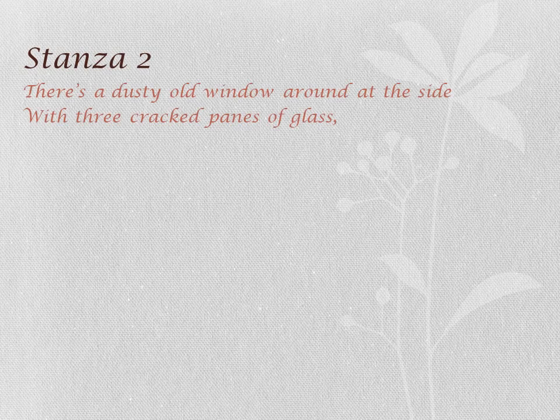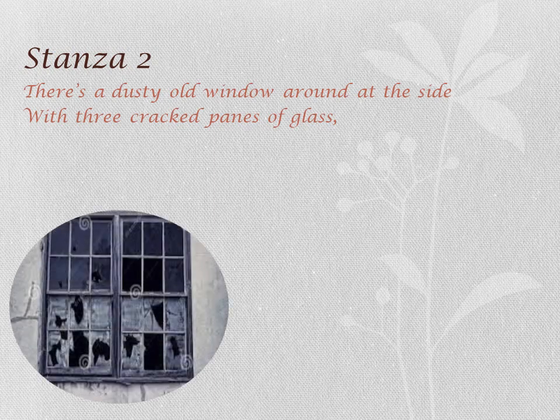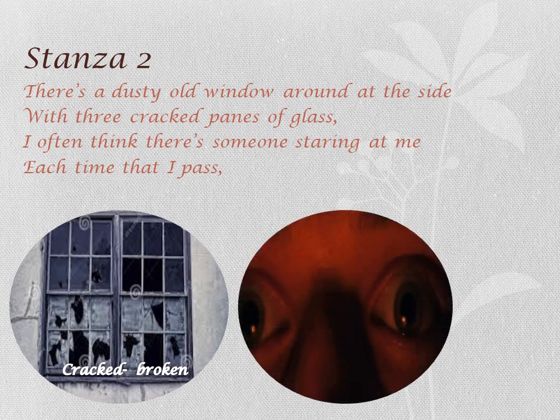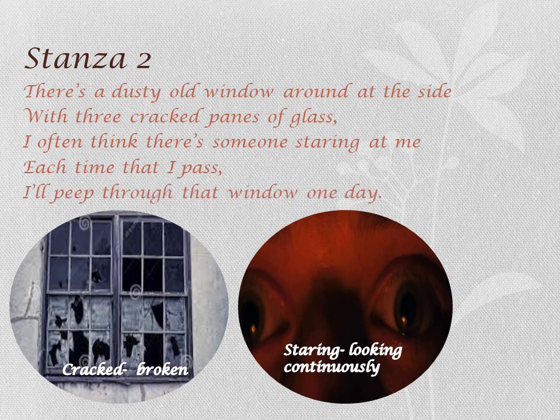Let's continue with stanza 2. There is a dusty old window around the side with three cracked panes of glass. So here you can see a picture of an old window with some cracked panes of glass. Cracked means broken. So the poet is saying the shed has a window with some broken panes of glass which are fully covered with dust. I often think there's someone staring at me each time that I pass. Staring means looking continuously. I'll peep through that window one day.